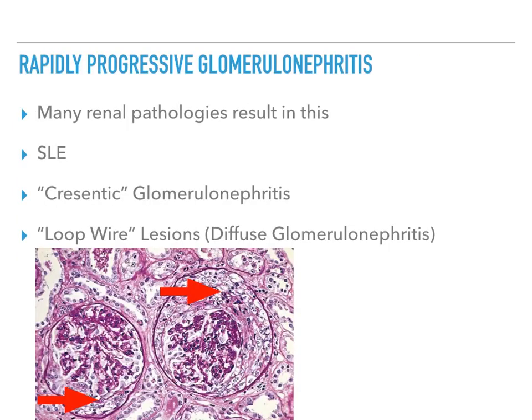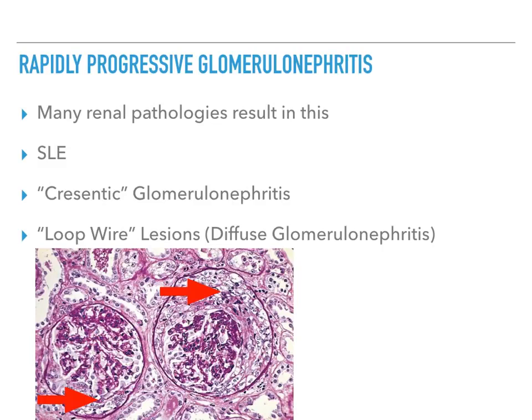Next, rapidly progressive glomerulonephritis. So I want you to know that many different renal pathologies result in rapidly progressive glomerulonephritis. So don't worry about what the underlying disease is. Just know that this is the kidney disease. The high yield association is that this is really, really common in patients who have lupus, SLE. This is also known as crescentic glomerulonephritis, and these arrows that you see are pointing to the crescent formation.